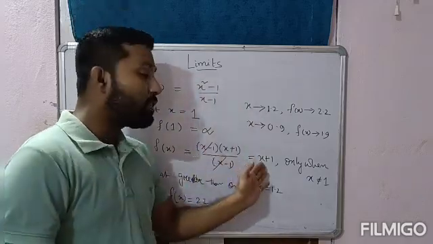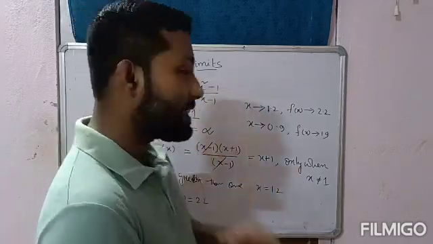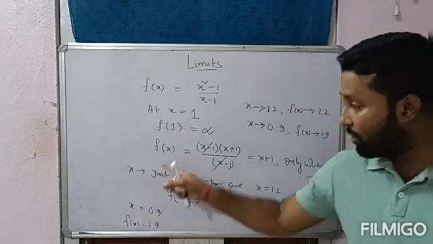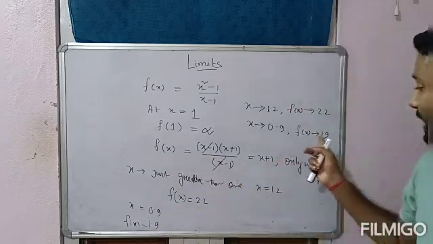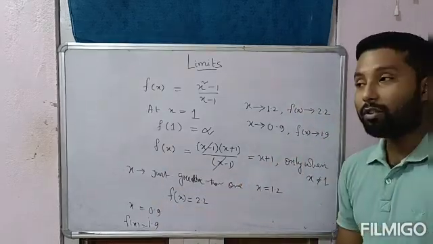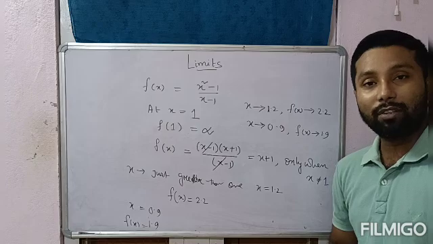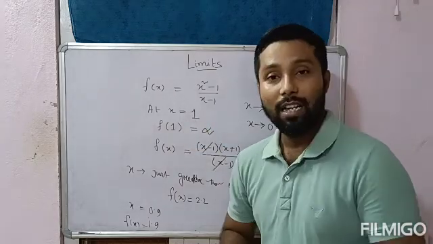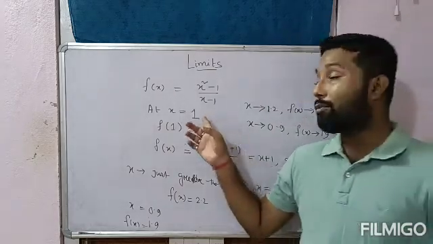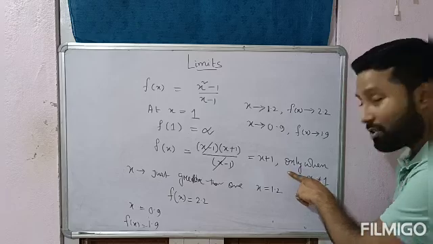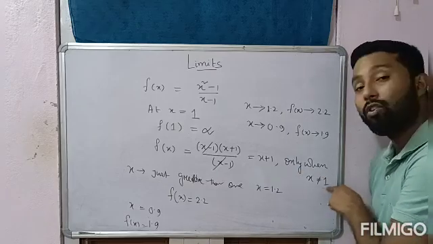Because f of x is equal to x plus 1. Already I have taken one example. Based on that function only, we can calculate these values. Without any function, we cannot calculate the value. That is why I have taken one function in which we cannot put x equal to 1, right? That's why I have written here only when x is not equal to 1.